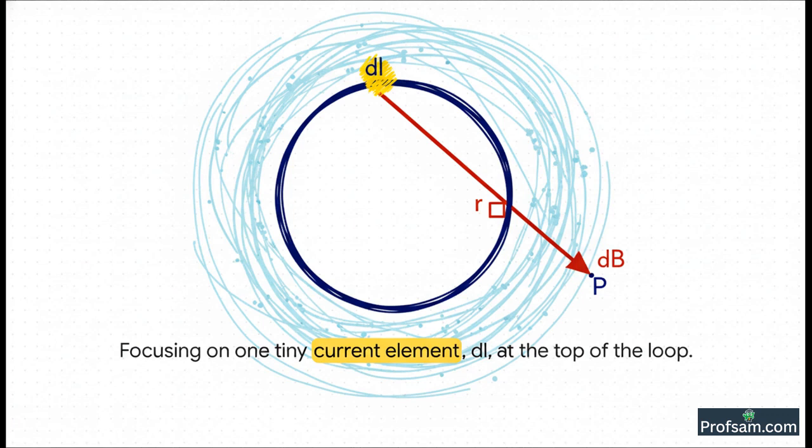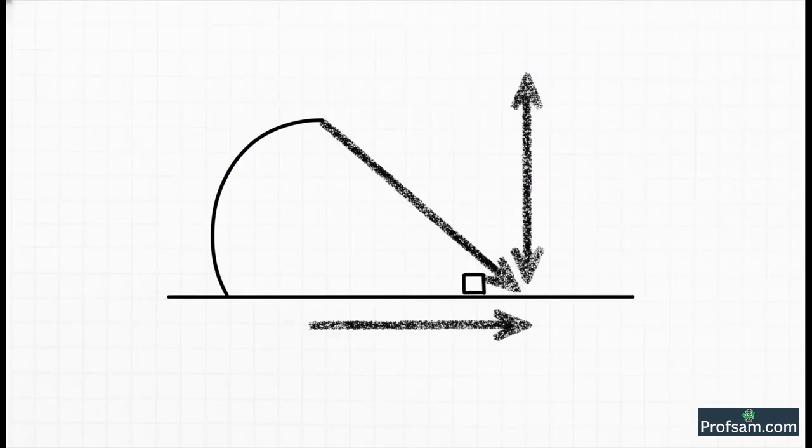Now, notice the direction of this dB vector. It's at an angle. Now, because this dB vector is at an angle, we can break it down into two parts, into its components. One part is pointing straight ahead along the axis. We'll call this one dBx. And the other part is pointing sideways, perpendicular to the axis. We'll call that one dB perpendicular. Simple enough, right?